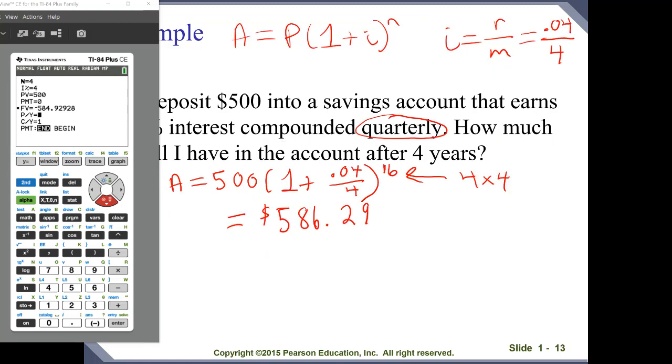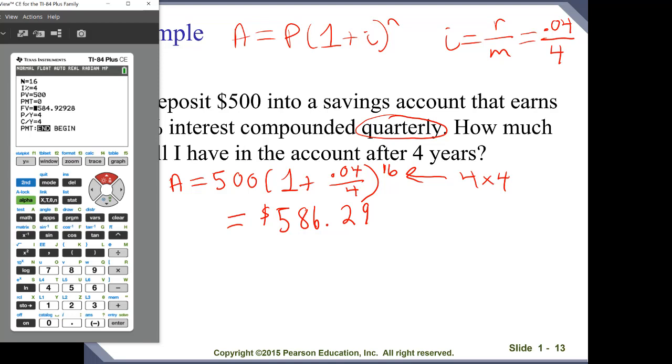That was, I deposited $500 and it's compounded quarterly. So quarterly means that my N here is going to be 4 times 4. We saw that in our original problem that we did. So 4 times 4 is 16. It's still 4% interest. I have the same present value, but it's quarterly. So P/Y and C/Y will both be 4. And notice if you change P/Y, the calculator will automatically change C/Y to be the same value, because they will almost always be the same value. It's rare that they aren't.